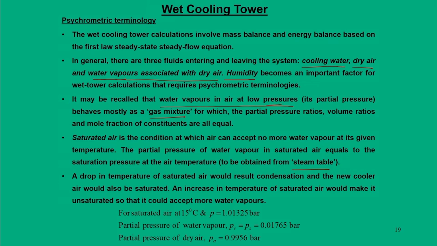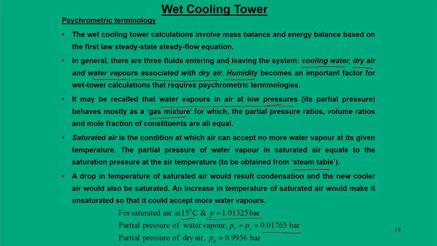So that is the controlling parameter that we can have in this wet cooling tower concept. So we take the advantage of this and do our analysis. And for all our conditions, we will take the saturation pressure at 15 degrees and total pressure as 1.01325 bar, based on which the psychrometric calculations are normally done. At that temperature, from the steam table you will find the partial pressure of water vapor.